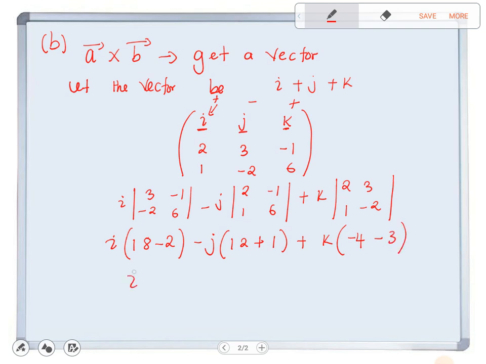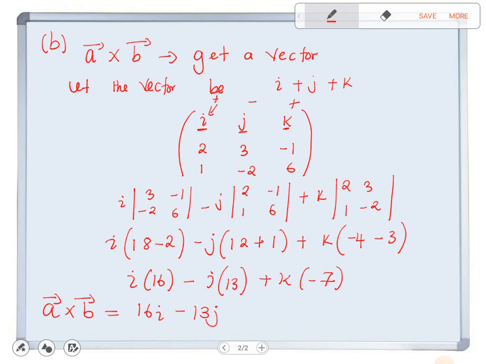Then we say i is, what do we get here? You get 16, right? And here you get minus j 13, right? Then here you get negative 7. Therefore we say a plus b is another vector. It will be 16i minus 13j minus 7k. That is the final vector.